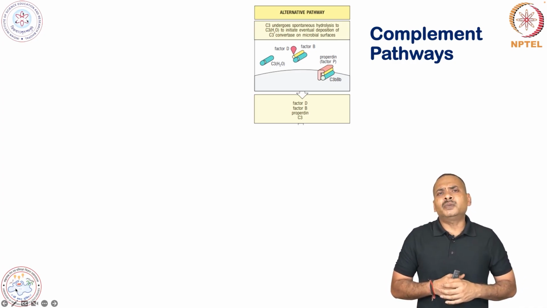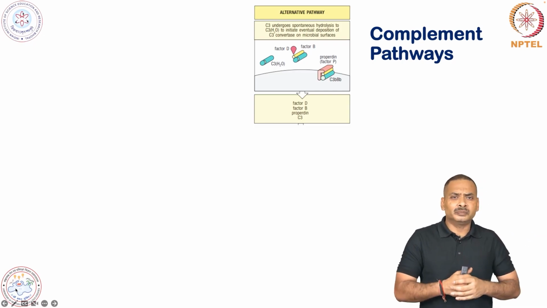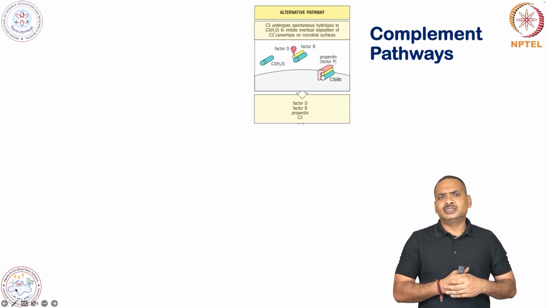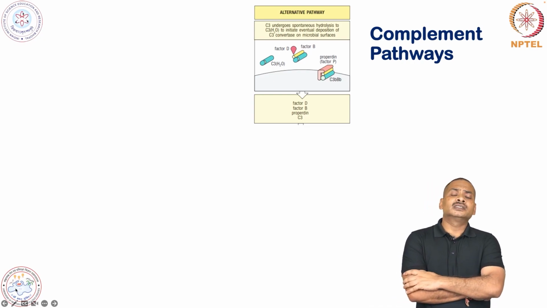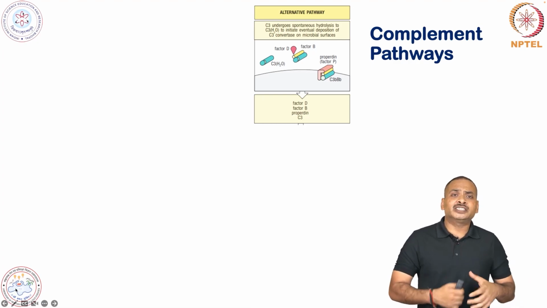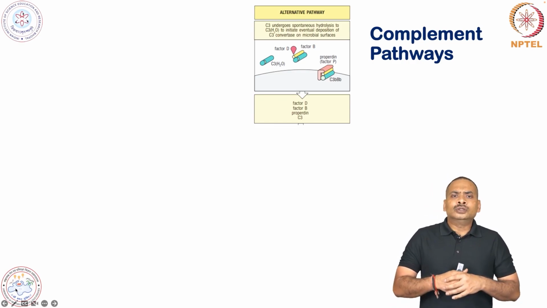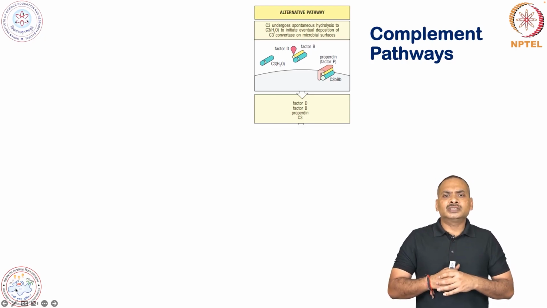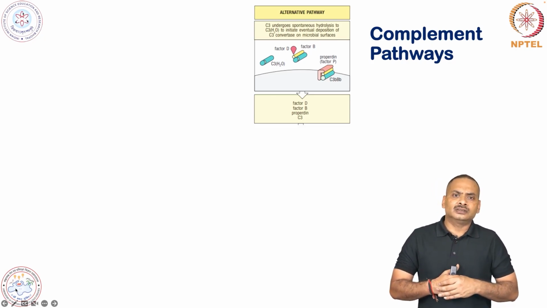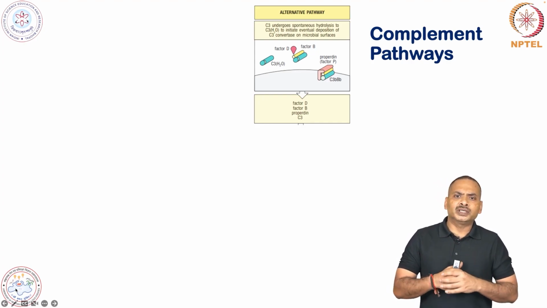Now this complement pathway, there are 3 pathways, all these 3 pathways exist. First is the alternative pathway, and this alternative pathway is activated spontaneously when there is a microbial infection. Okay. So in this pathway, there is a complement C3 which spontaneously hydrolyzes, okay, and initiates the deposition of C3 convertase on the microbial surface.